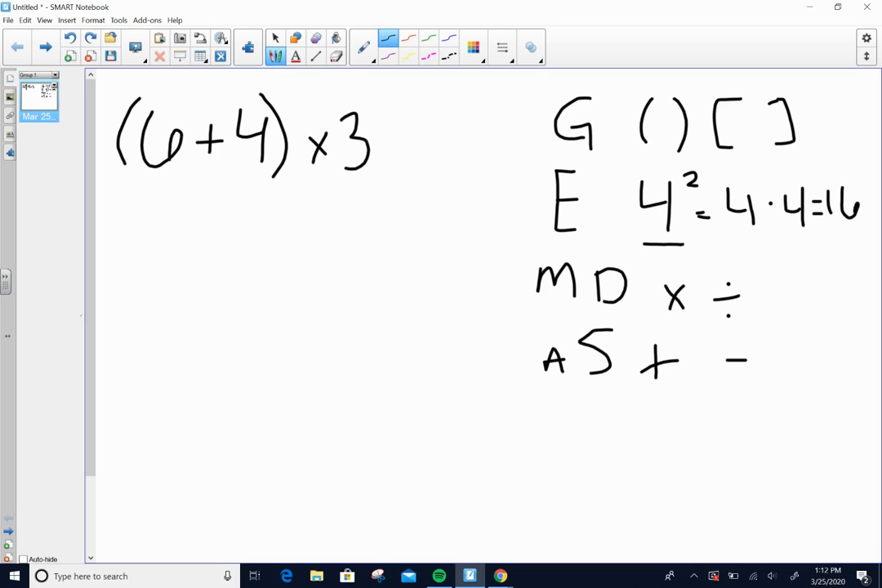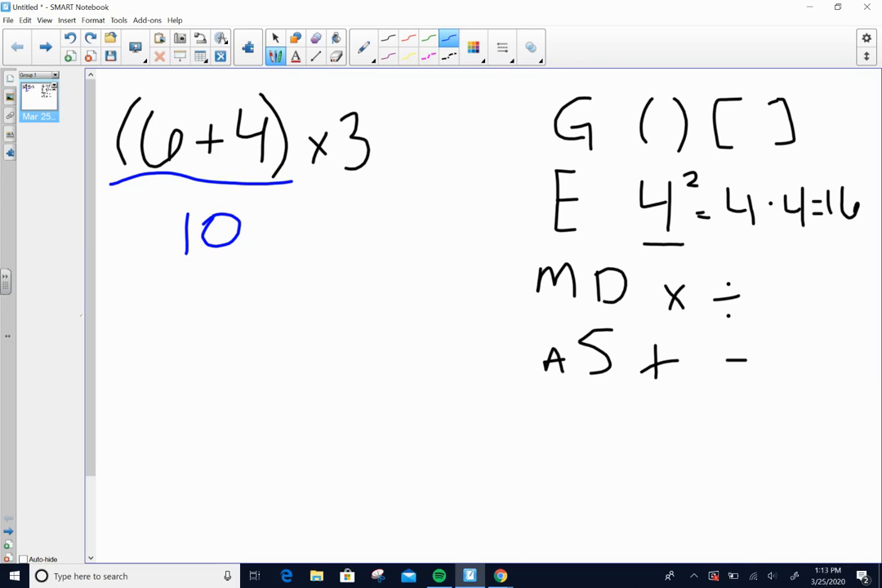In this example, when I start with the G, when I'm looking for the grouping symbols, I do see that I have a pair of parentheses right here. I've got these parentheses, and that's 6 plus 4. So even though I'm adding here, and normally addition and subtraction is the last thing we do, since they're in the parentheses, I have to do it first. Those grouping symbols, they're the first thing I look for. So I've got to do whatever is inside the grouping symbols. So I am going to go ahead and take 6 plus 4, and that gives me 10.